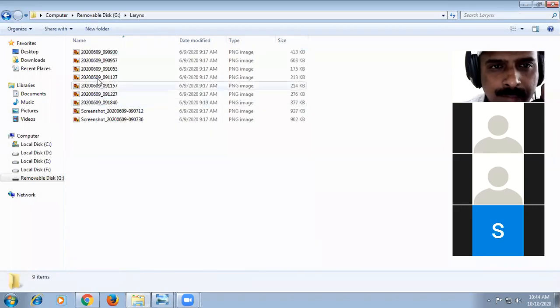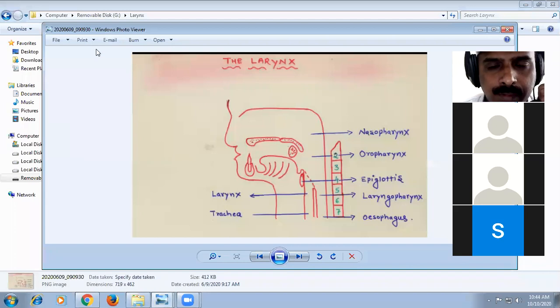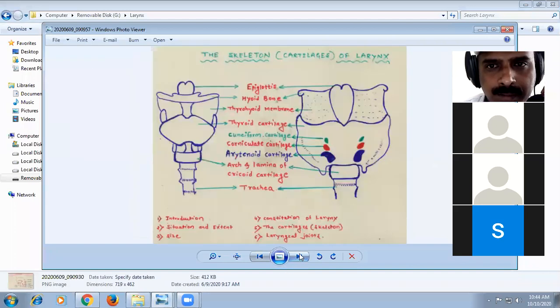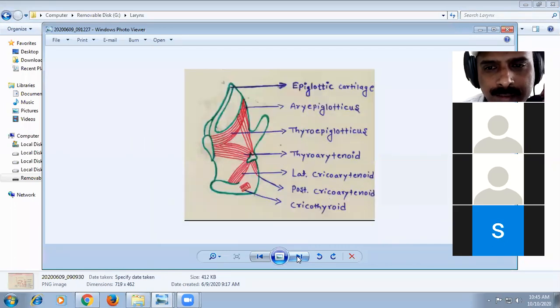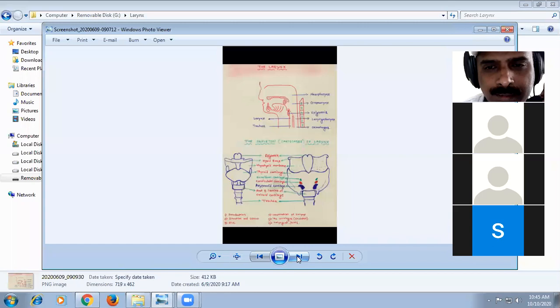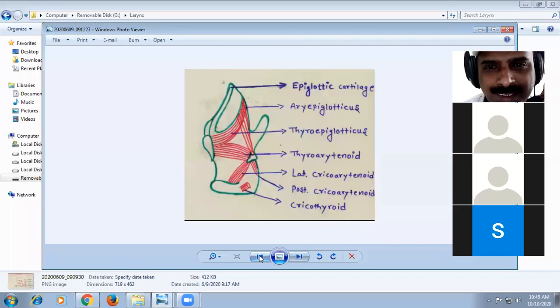So I know a few points. Can you see these slides now? Larynx. Yes, sir.